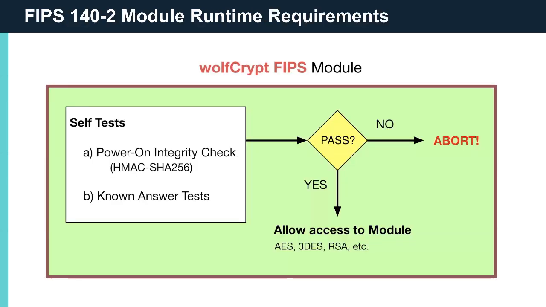This is a visual diagram of the self-tests which run on startup. If they pass, the algorithm access is allowed from the application into the module. If they don't pass, then the module is put in an error state.